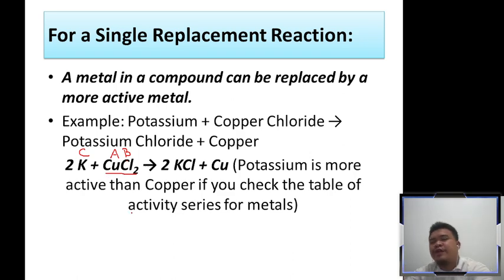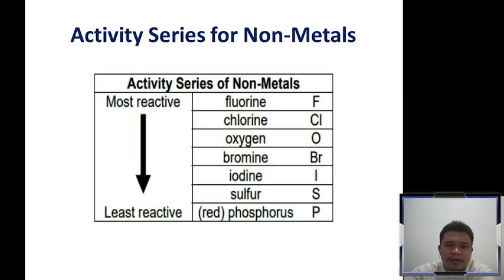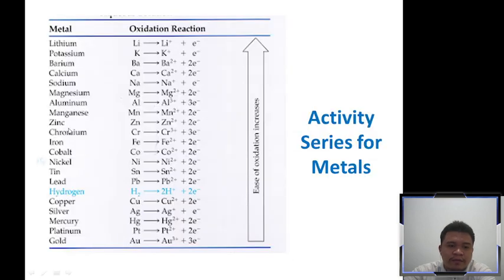So how do you do this right now? As you can see, if you're going to compare the two metals, K and Cu here, and look at the list, potassium is more active than copper if you check the table of activities for metals. So let's look at it again. Copper.